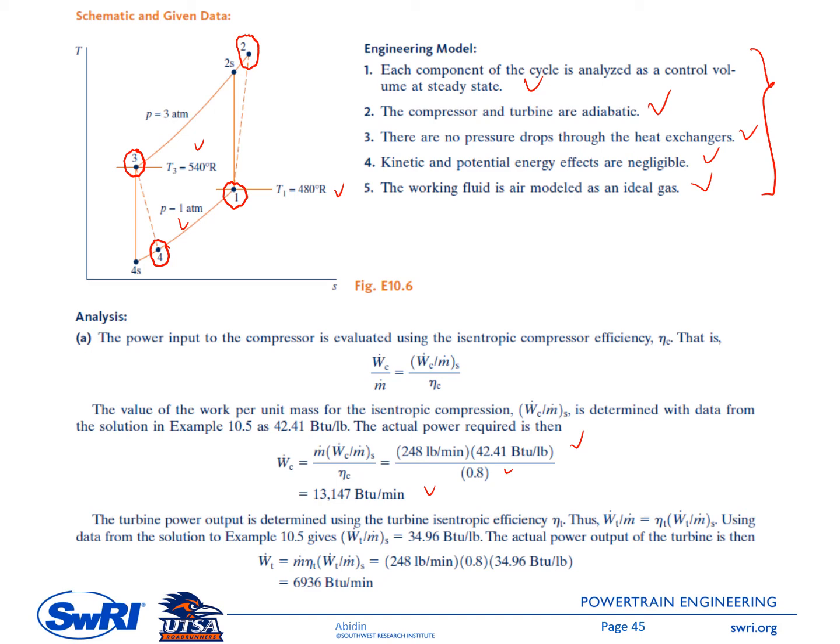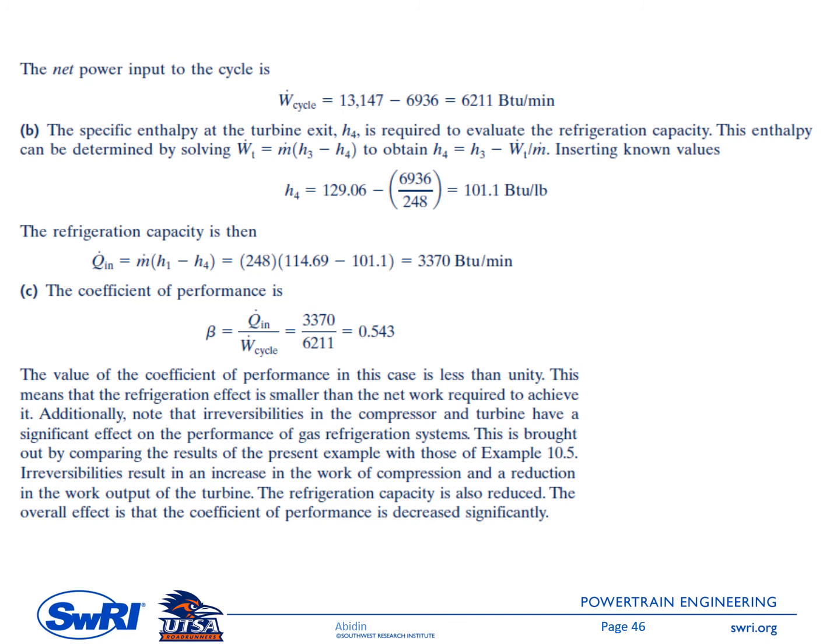Then you also get the turbine power from the previous example. It was the isentropic turbine power. To get the actual turbine power, you need to multiply it by the turbine isentropic efficiency. So you will get the actual turbine power of 6936 BTU per minute. Then to get the net power input, you just subtract the turbine power from the compressor power. So the net power is 6211 BTU per minute.